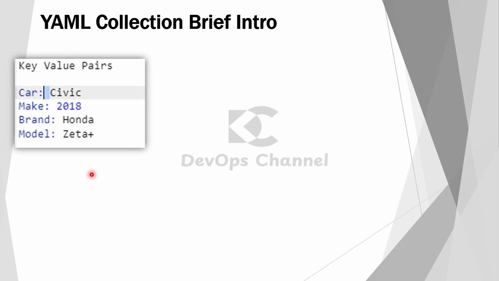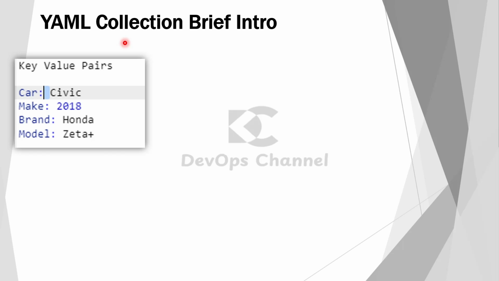Now, basically, YAML has many collections. So let's understand some of the collections which are very popular, since they are used in every YAML configuration file. First you need to understand the basic structure of a collection, which is key value pairs. While creating the YAML file, you need to understand which property uses a key value pair.